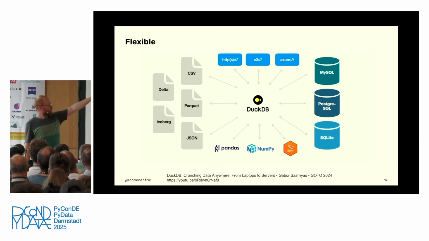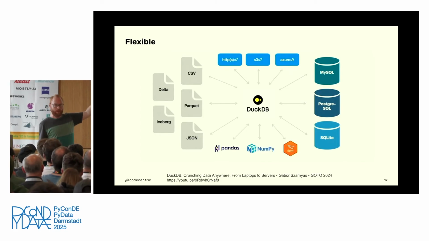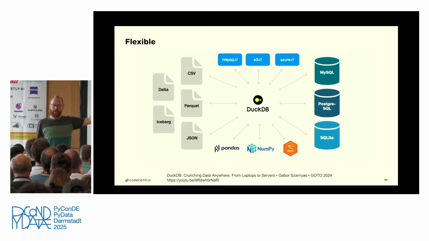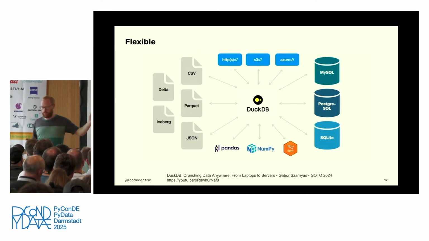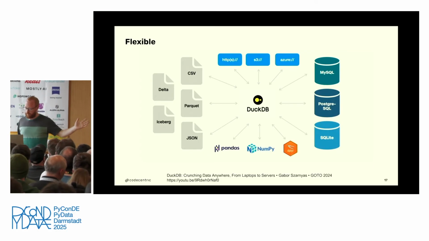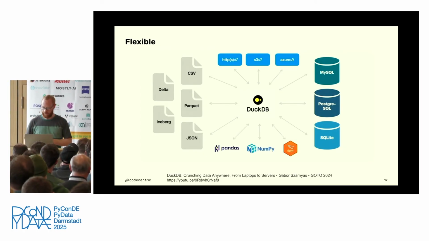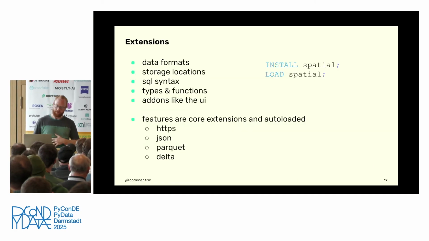We can read from different locations: HTTP, S3, Azure, GCS, and so on. We can also read existing databases and connect those, and we can join data from different databases and data sources. We can go to Pandas, and we can export it as NumPy. If you're using R, it's also compatible with dplyr, so it's really flexible and fits in a lot of ecosystems.